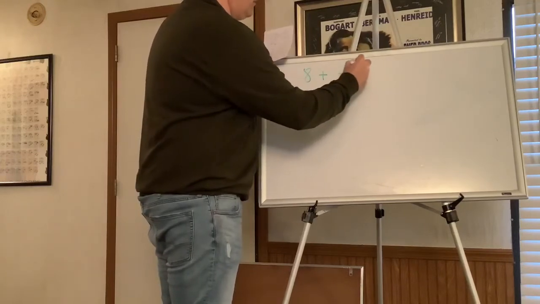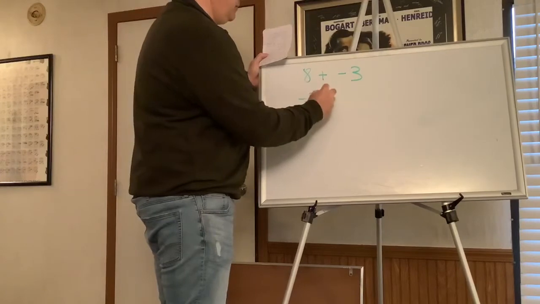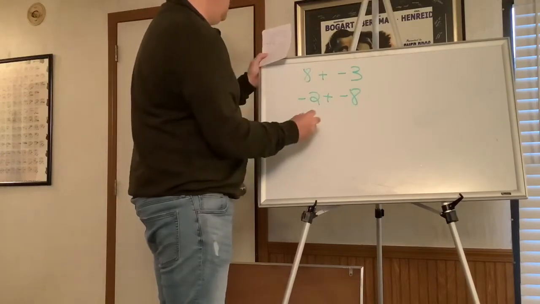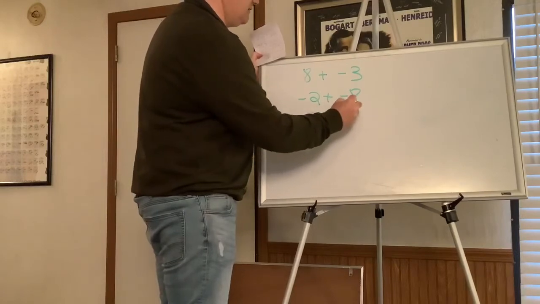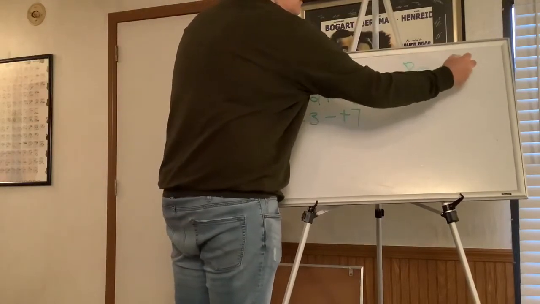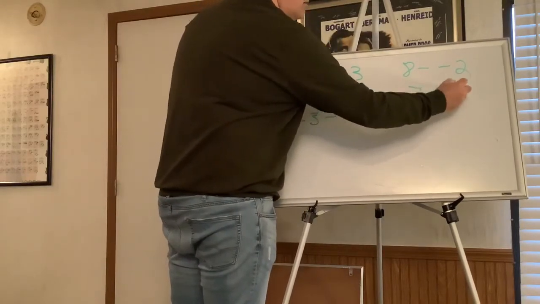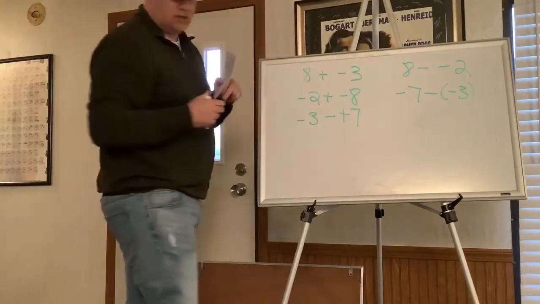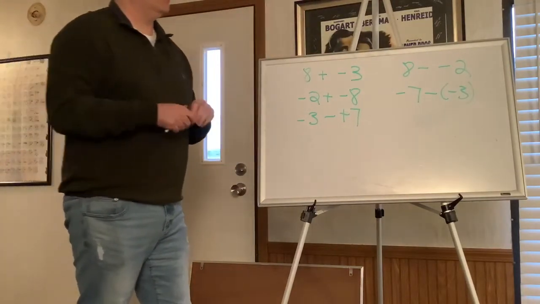8 plus negative 3, or negative 2 plus negative 8, or negative 3 minus positive 7, or 8 minus negative 2, or negative 7 minus negative 3. Okay, these all look different. And you're going to see problems like this to start out with, okay?